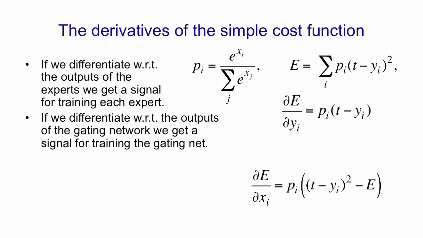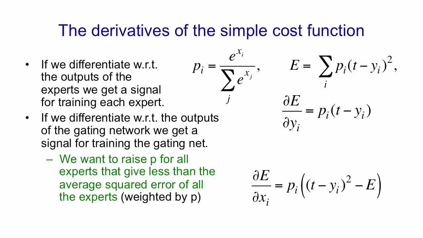We can also differentiate with respect to the outputs of the gating network, and actually what we're going to do is differentiate with respect to the quantity that goes into the softmax. That's called the logit, that's xi. And if we take the derivative with respect to xi, we get the probability that that expert was picked times the difference between the squared error made by that expert and the average over all experts, when you use the weighting provided by the manager, of the squared error. So what that means is, if expert I makes a lower squared error than the average of the other experts, then we'll try to raise the probability of expert I. But if expert I makes a higher squared error than the other experts, we'll try and lower his probability. That's what causes the specialization.